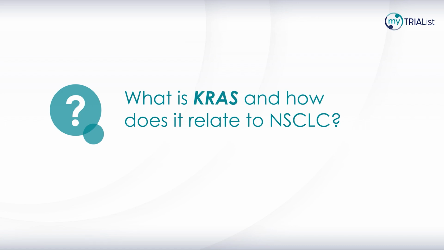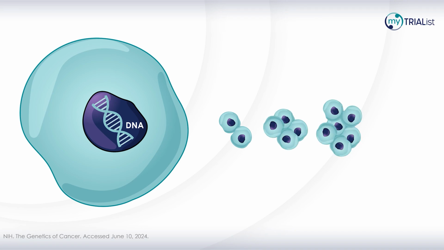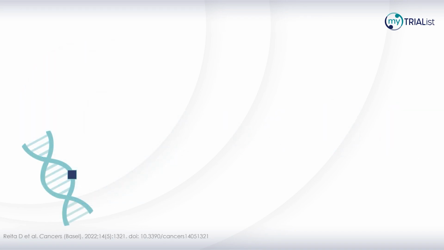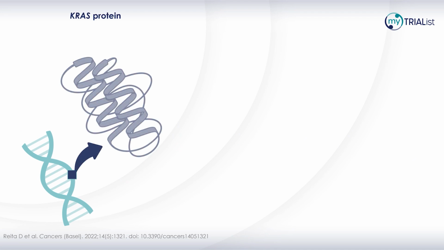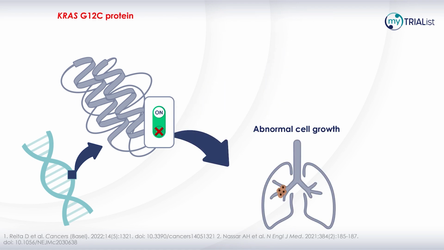What is KRAS and how does it relate to NSCLC? The cells in our body use DNA as instructions on when to grow and when to stop growing. There is a tiny part of the DNA called KRAS that creates a protein that acts like a switch. When KRAS is working correctly, it appropriately controls the growth of cells. When this protein is on, it sends signals for the cell to grow, while when it is off, it sends the message for the cell to stop growing. But sometimes this switch can get stuck in the on position because of an error, making cells grow too much and causing cancer in the lungs.